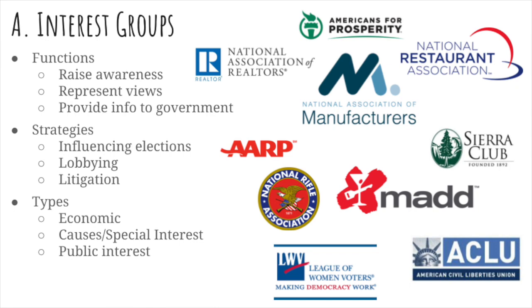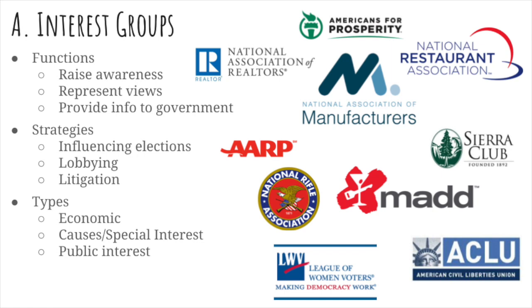In terms of the different types of interest groups, the first one would be economic. These would be interest groups that usually are related to some kind of profession and professionals who are advocating for policies and positions that best serve, again, their constituents' needs. The four at the top here that you see, Americans for Prosperity, the National Restaurant Association, the National Association of Manufacturers, and the National Association of Realtors, are four of the largest economic-based interest groups.